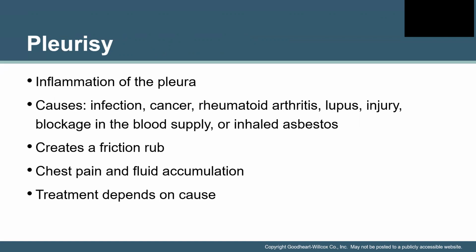Pleurisy is an inflammation of the pleura around the lungs, the lining around the lungs. The cause can be infection, cancer, rheumatoid arthritis, lupus, injury, blockage in the blood supply, or inhaling asbestos. Pleurisy is painful, okay, and it's created by a friction rub in the membranes around the lungs. You can have pain that you can't quite get to. It's hard to get to, and fluid accumulation. And the treatment will depend on what created the pleurisy.